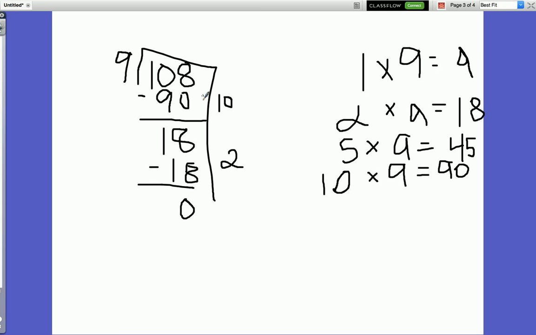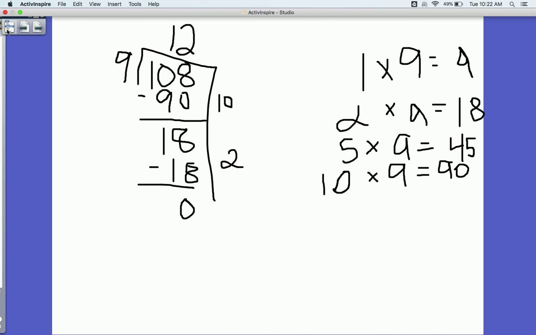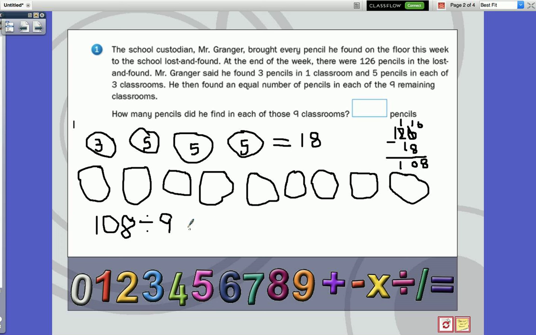So I did 10 groups of 9 and then 2 groups of 9. So 12 is my answer. So I'm going to go back to the page before.